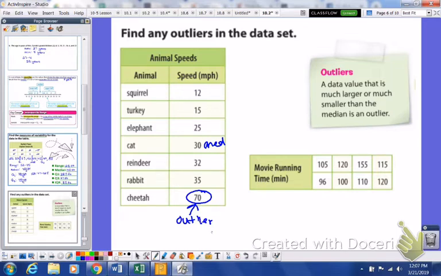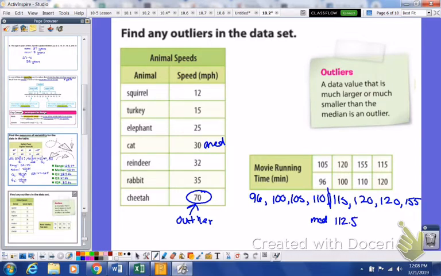Then our movie running times, we have 105, 120, 155, 115, 96, 100, 110, and 120. If we put these numbers in order real quick, we would find that our median is between 110 and 115. So the median would be 112.5.